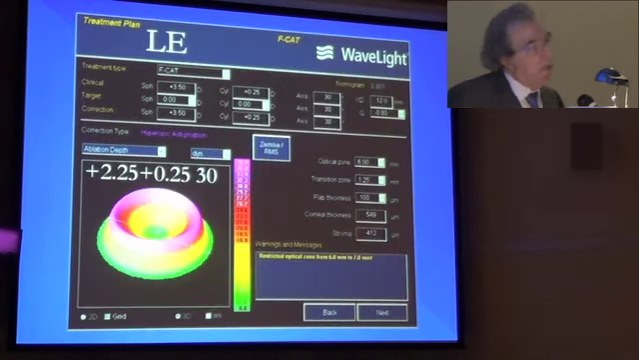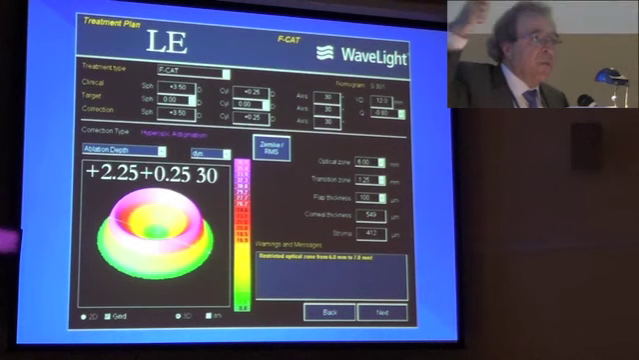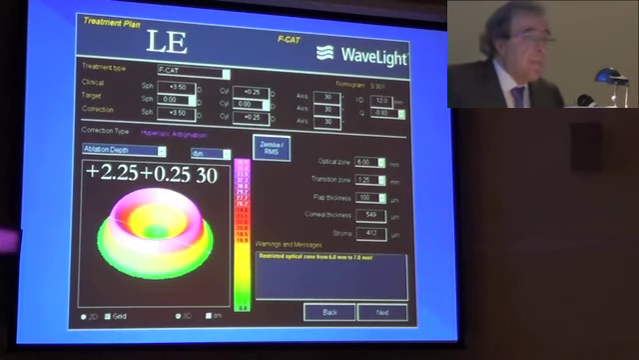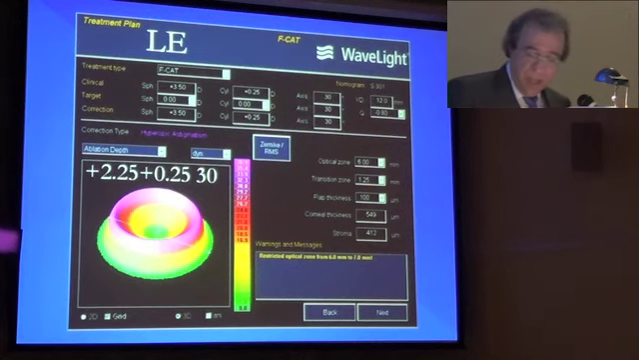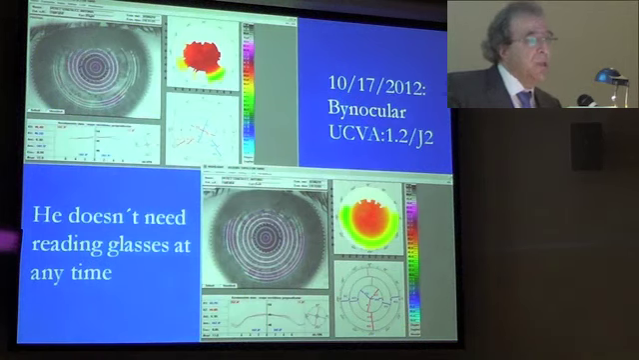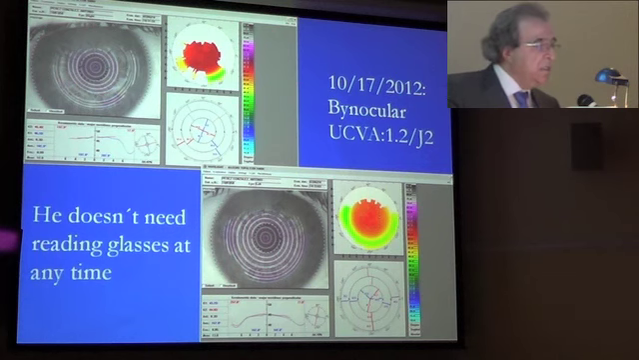You can see now the dominant eye: plus 2.25 is the same. The correction plus 2.25, the refraction plus 2.25, and the correction plus 3.50, with Q target -0.8, but the focus is very, very similar, and the ablation is very similar. You can see the result 2 years after the procedure. Corrected visual acuity 1.2 J2, and he doesn't need reading glasses at any time.